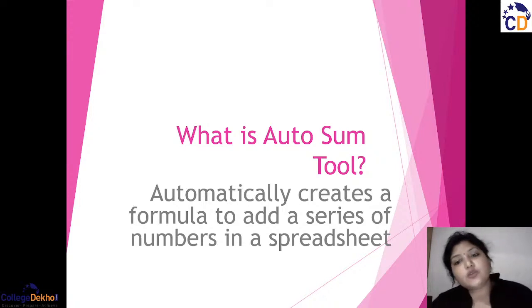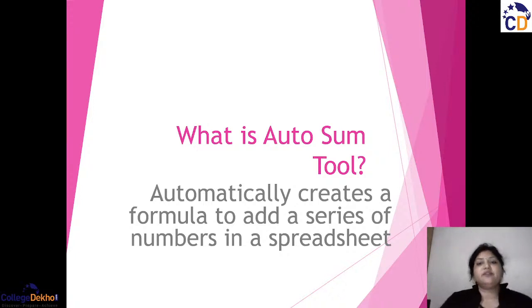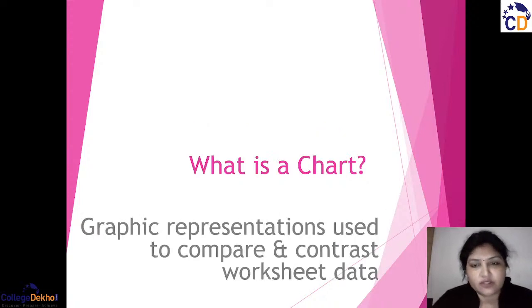Then what is the auto sum tool? Auto sum means sum of all the things, all the cells. It automatically creates a formula to add a series of numbers in a spreadsheet. So if you want to add all the numbers, all the cells, you may add them with the help of auto sum. The auto sum symbol is on the top ribbon bar, and you may use it.